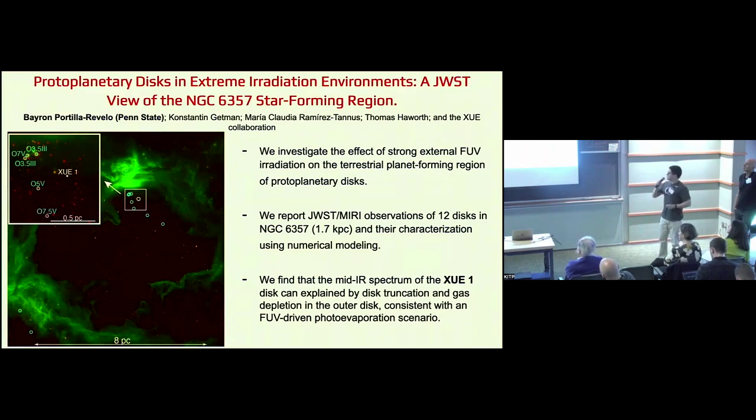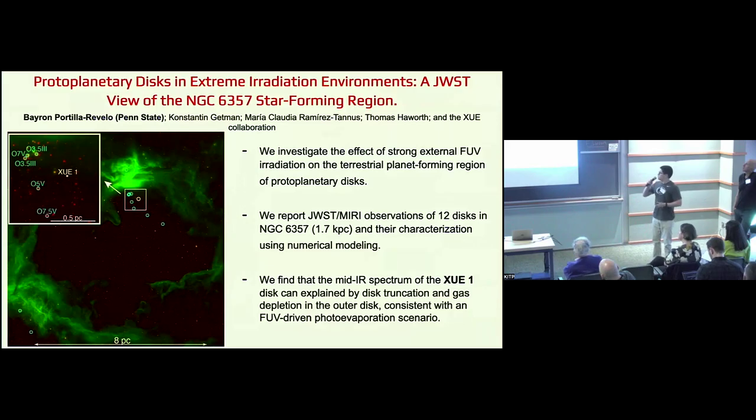We report JWST MIRI observations of 12 protoplanetary disks in the NGC 6357 star-forming region. NGC 6357 is a high-mass star-forming region that is located at 1.7 kiloparsecs. One of the interesting things that makes this region special is that it has more than 20 OB-type stars that impact the thermochemical structure of planet-forming disks.